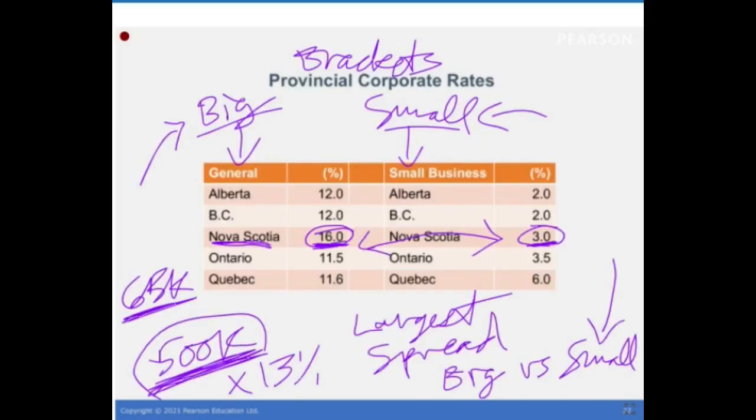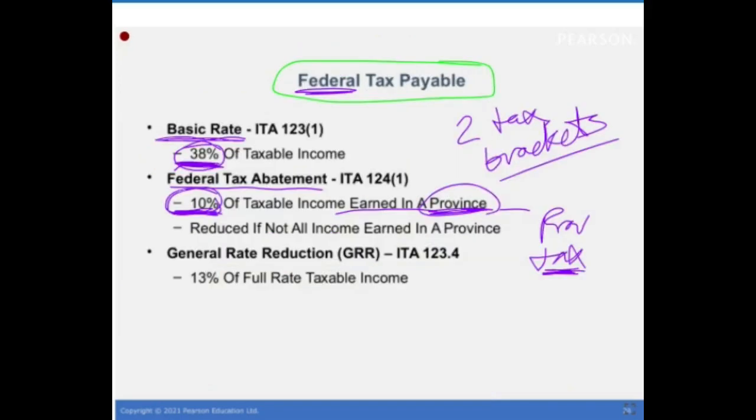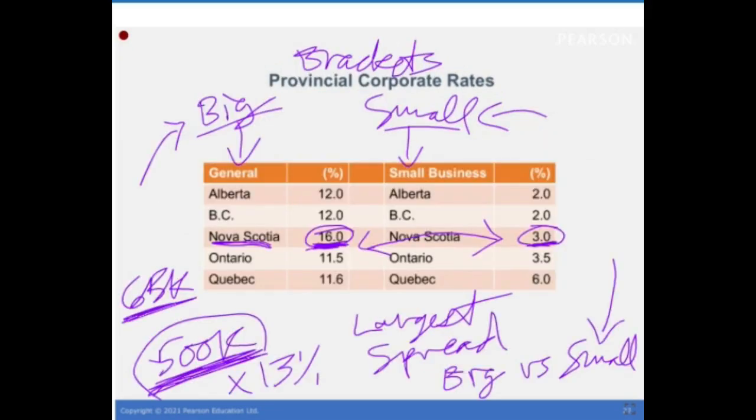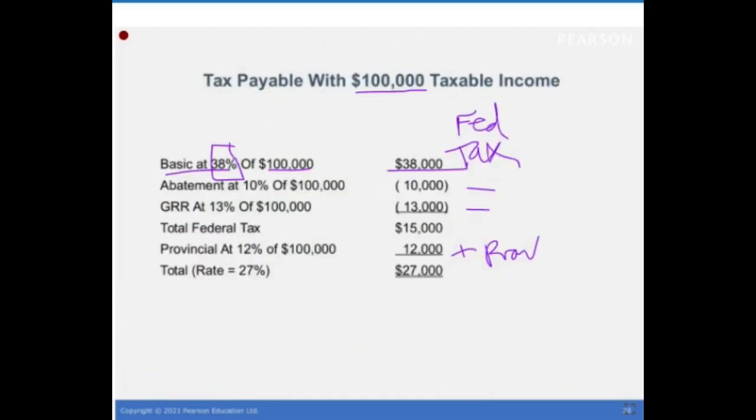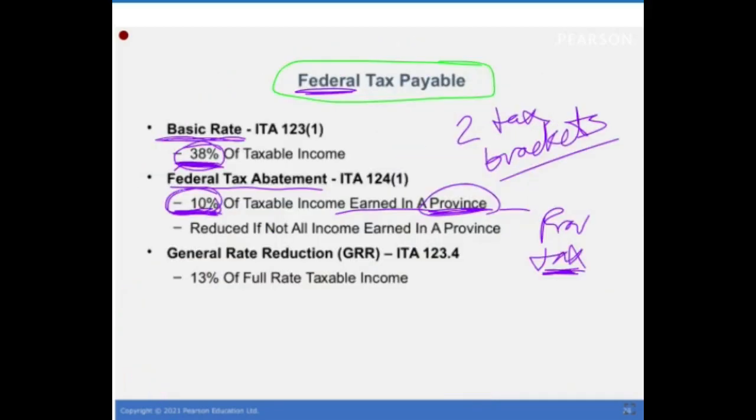You'll notice our tax rate is 16%, potentially. So that doesn't really get you all the way there, to say the least. Not for any of these provinces given here. So that's step one. Starting with our basic countrywide rate of 38%.